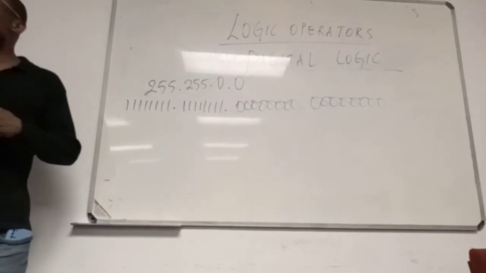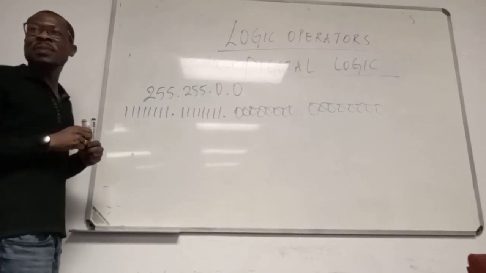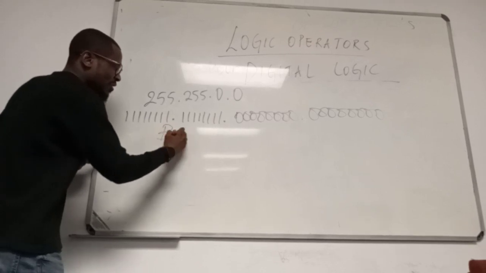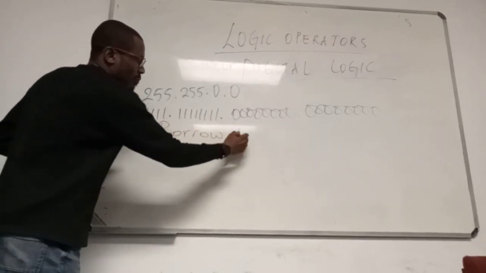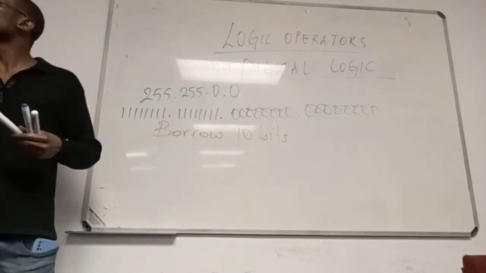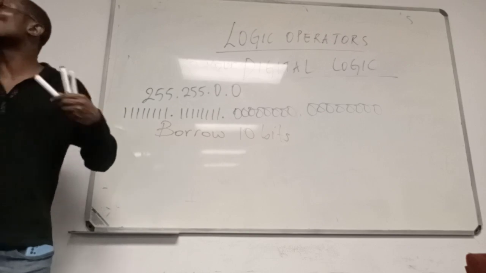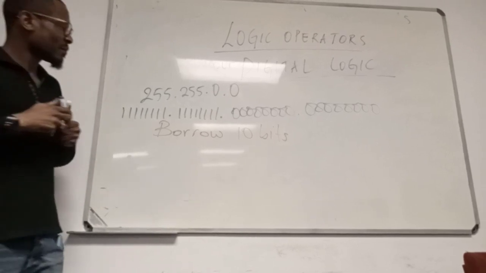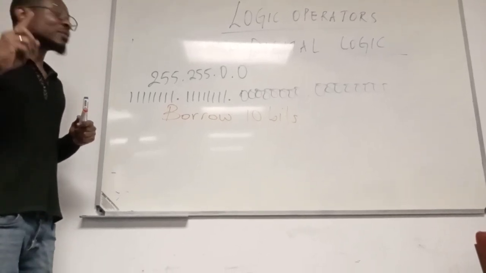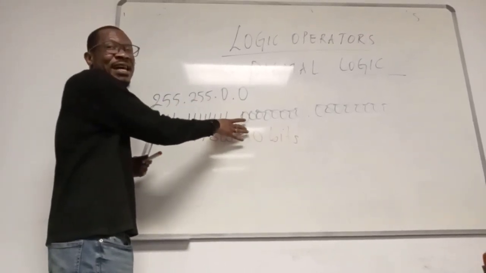Now the exercise can say this: borrow maybe 6 bits. You want 10? Yes. Borrow 10 bits. Because you know your requirements, you know how many bits you must borrow, but what's going to be the new subnet? So we're going to borrow 10 bits. Borrowing 10 bits means that you must go back here.